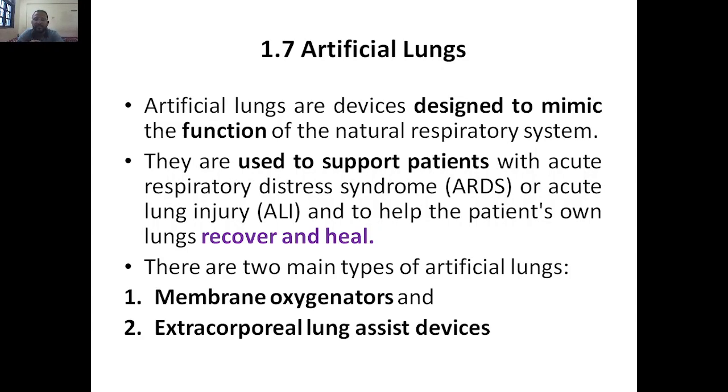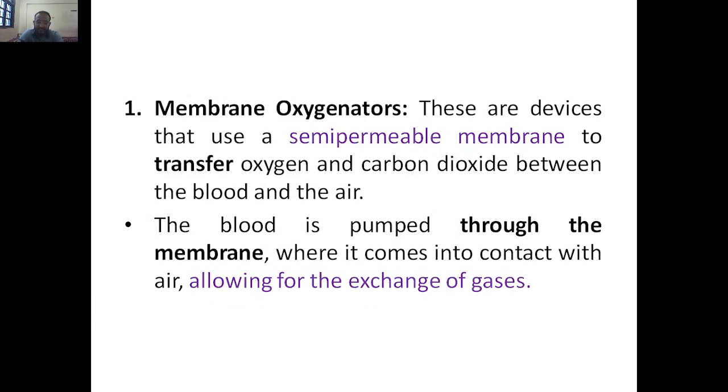So there are two types of artificial lungs. One is the membrane oxygenator and another one is extracorporeal lung assist devices. So membrane oxygenator, obviously, delivers the oxygen. So let's discuss the first one, that is the membrane oxygenator. What do you mean by membrane oxygenator? These are devices that use a semi-permeable membrane to transfer oxygen and carbon dioxide between the blood and the air.